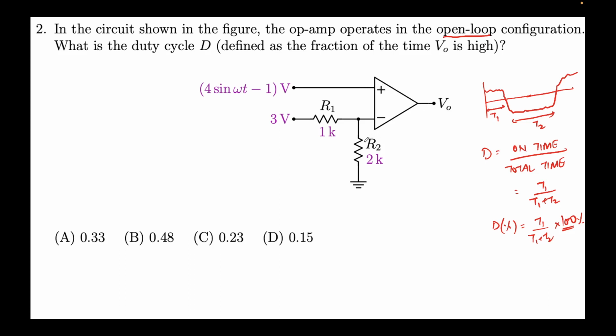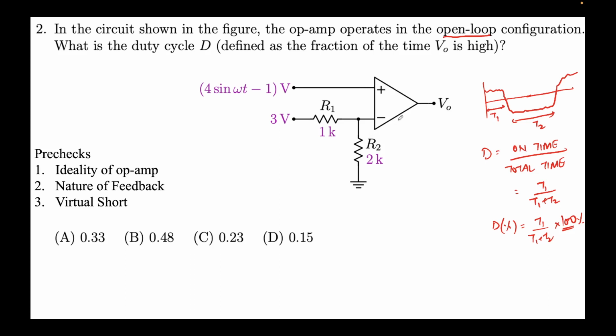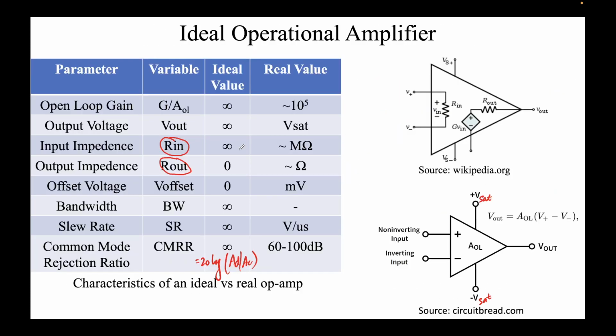Okay, so now we'll go ahead, but before solving any problem related to op-amp, you must do these pre-checks. I recommend you do the pre-checks. First is the ideality of the op-amp. Ask whether the op-amp is ideal or not. This is important. Remember we talked about ideality, like R out is 0, R in is infinity, right? If R in is infinity, no current can flow here, right?